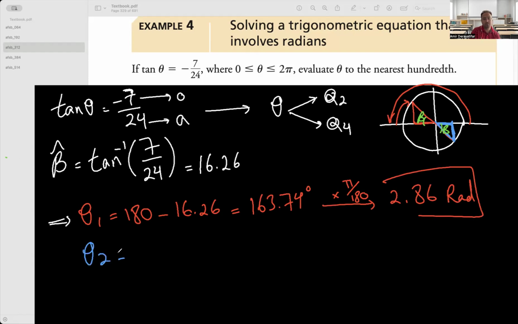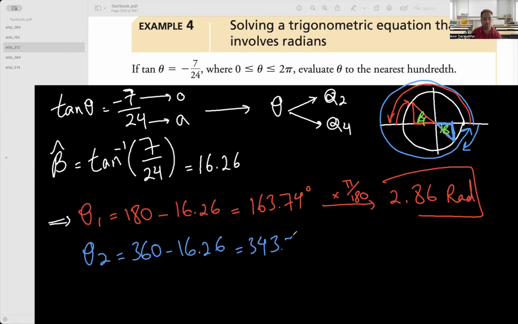Theta 2, similar manner. For theta 2, which is in quadrant 4, that would be 360 degrees minus 16.26, right? That is like going one complete circle all the way to here. That is counterclockwise, so positive 360, and then 16.26 clockwise, sorry. So 360 counterclockwise, 16.26 clockwise. That's why it's negative. So that would be 360 minus 16.26, which is 343.74 degrees. Same manner, multiply by pi over 180 to convert it into radians.